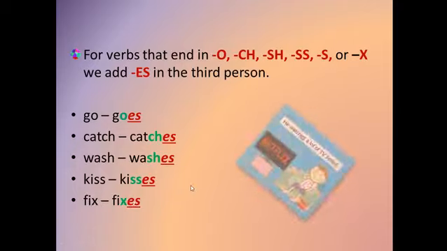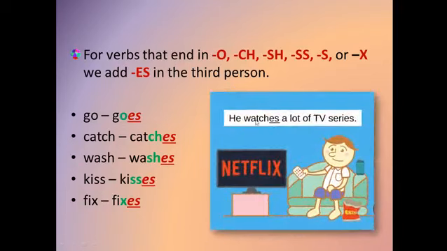Okay, for example, he watches a lot of TV series. Here my subject is a he, and my verb ends with a ch, so I add an es at the end in the present simple.